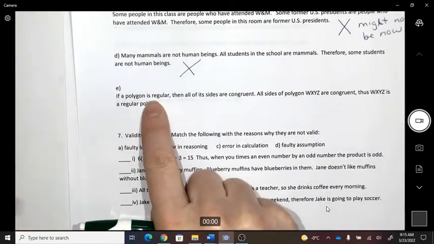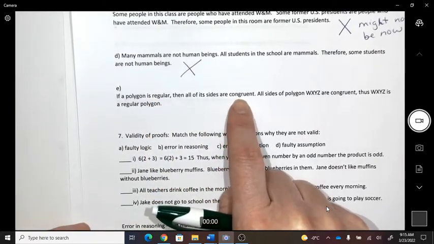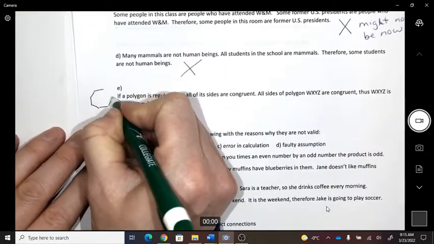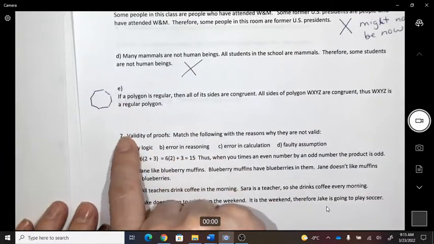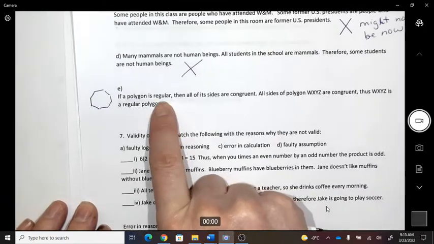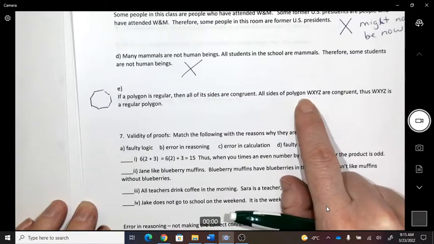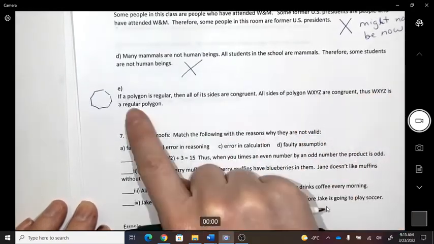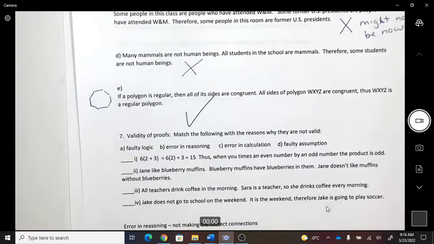If a polygon, like a shape, is regular, then all of its sides are congruent, the same. So we did this, right? If we did like a stop sign, that's a regular octagon. That means all the sides are the same. So if a polygon is regular, then all of its sides are congruent. All sides of the polygon WXYZ are congruent, thus WXYZ is a regular polygon. I think they concluded in a valid reason, right?